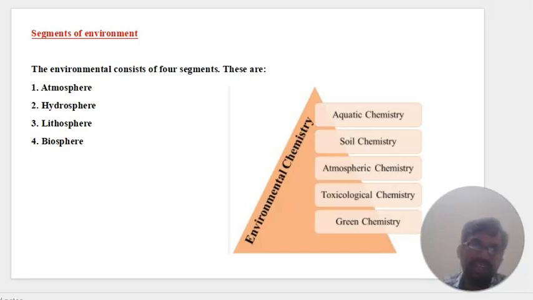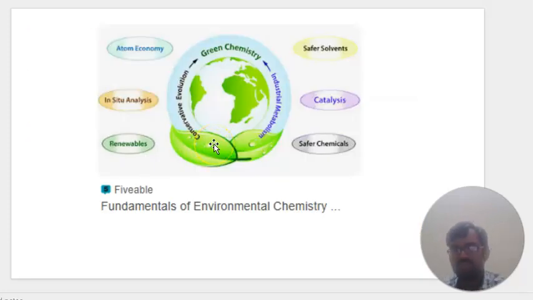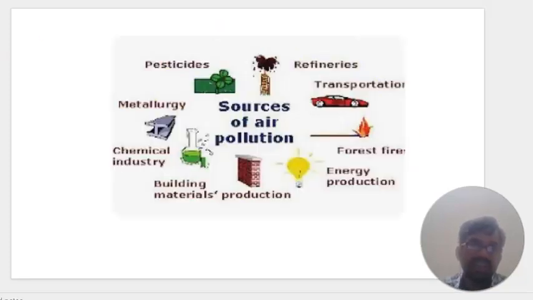Now we come to our topic, the fundamentals of environmental chemistry. What are the basic fundamentals, and what is the main objective of environmental chemistry? They include renewable energy, in situ analysis, atom economy, which is very important, safer solvents and catalysis, and safer chemicals. These are the main concepts of green chemistry and the fundamentals of environmental chemistry. Now coming to the sources of air pollution.